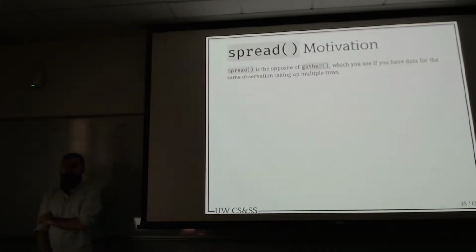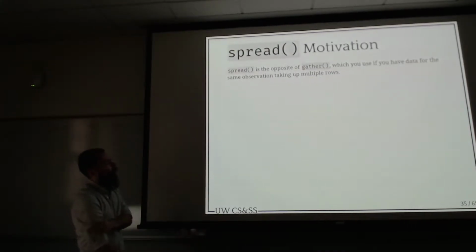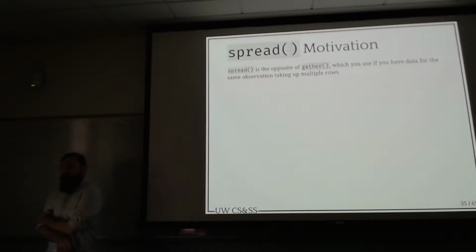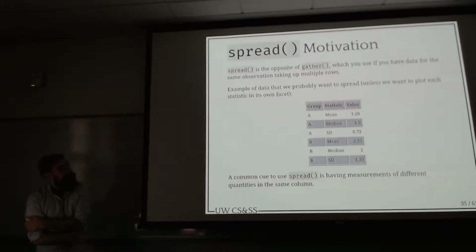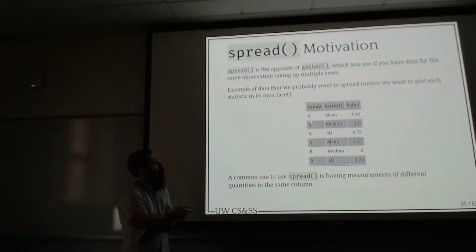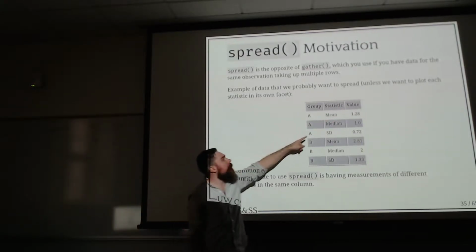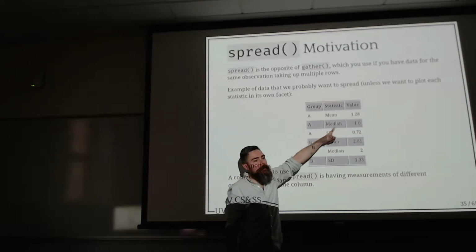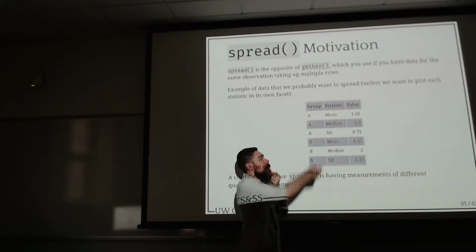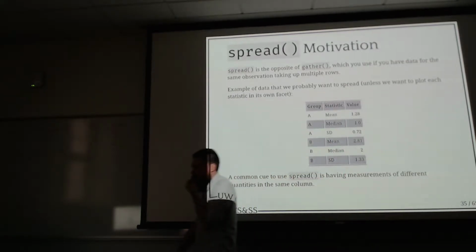Okay, so spread's the opposite of gather. You'll use spread if we have data where the same observation takes up multiple rows. One example you might see is data that look like this. You might have a group, and then in this case a statistic. So for group A, I have its mean, its median, its standard deviation, and for group B, its mean, its median, its standard deviation, and then some value for that.